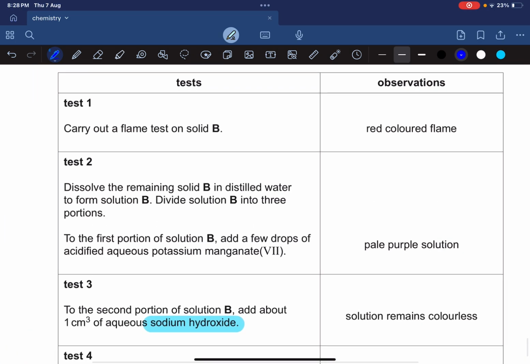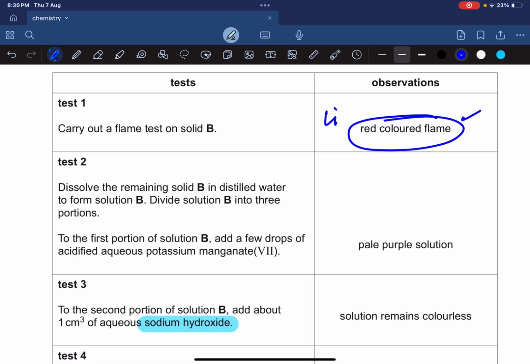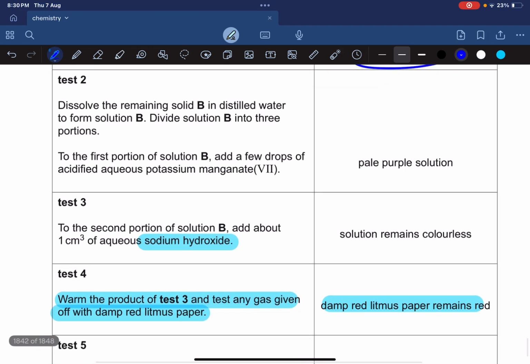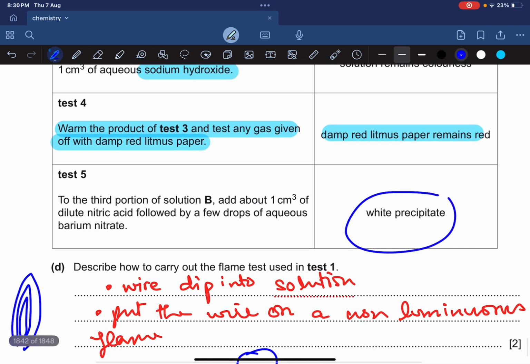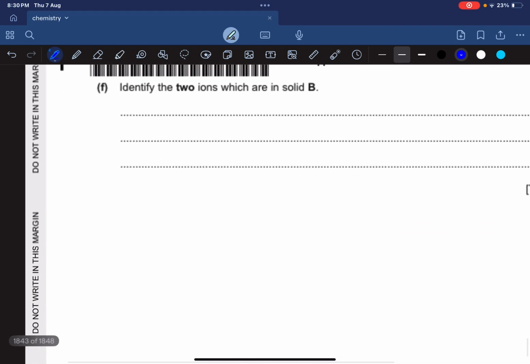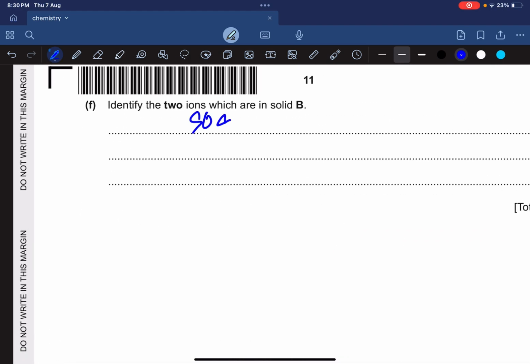Identify the two ions which are in solid B. Firstly, we had a red colored flame. So a red color indicates a lithium ion, and secondly, we have a white precipitate formed when we added barium nitrate. So that's going to be obviously for a sulfate ion. So we have a sulfate ion and a lithium ion. SO4 2 negative, Li plus 1.